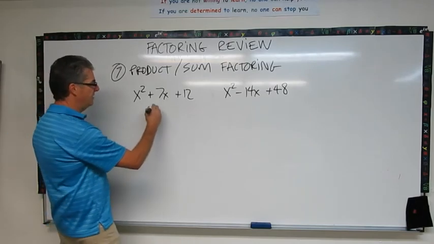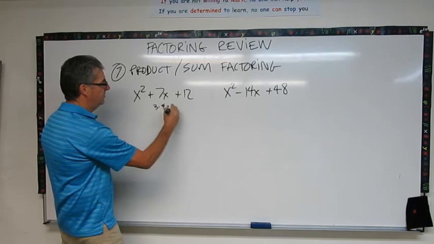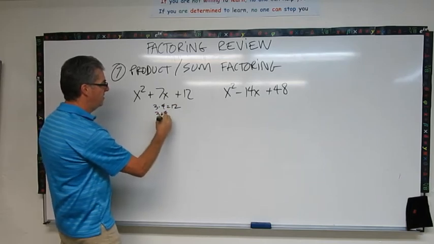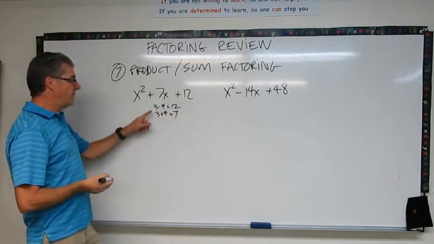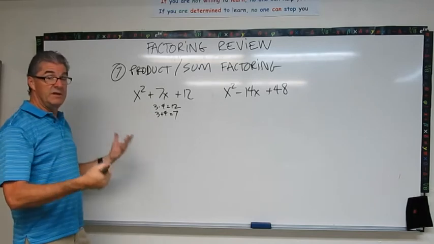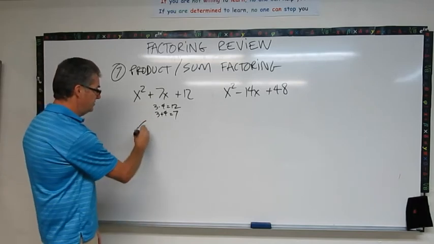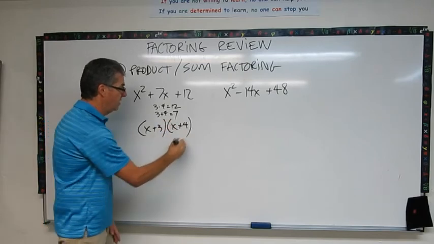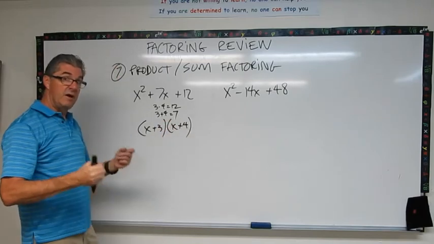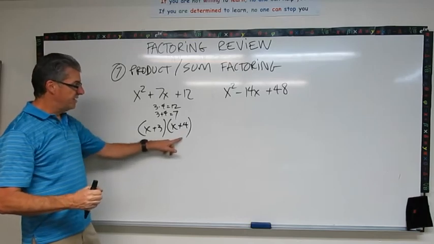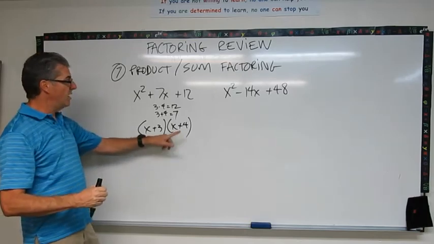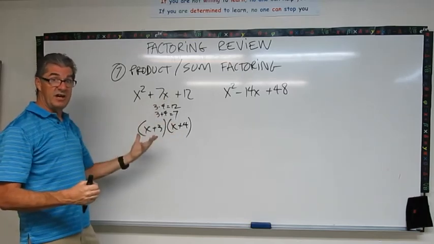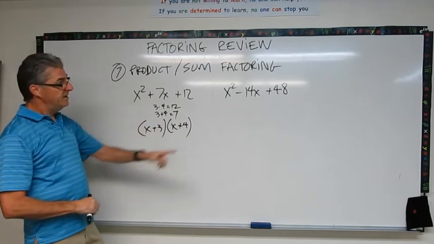So I'm going to write that out here. 3 times 4 equals 12, and 3 plus 4 equals 7. So my two factors are 3 and 4. This step is super simple. You just do x plus 3 times x plus 4. And that takes care of that. Now, if you're unsure, you can FOIL this, you can expand it, and you should wind up right back there as a check. So if you're ready, try this one.